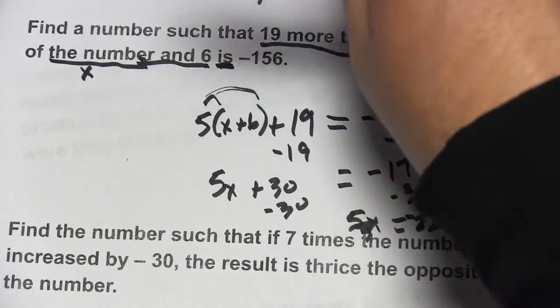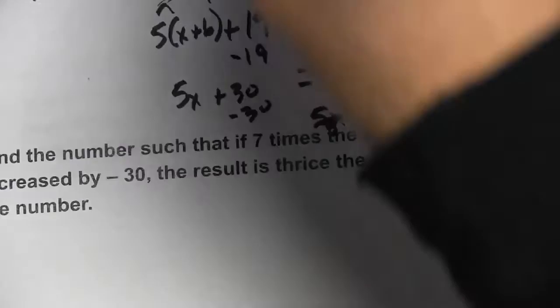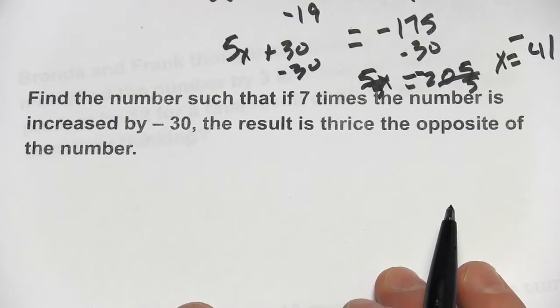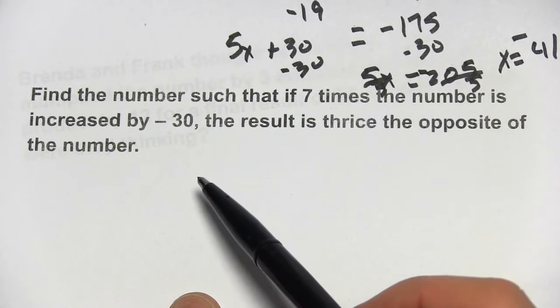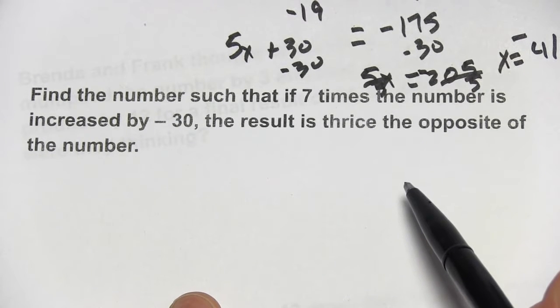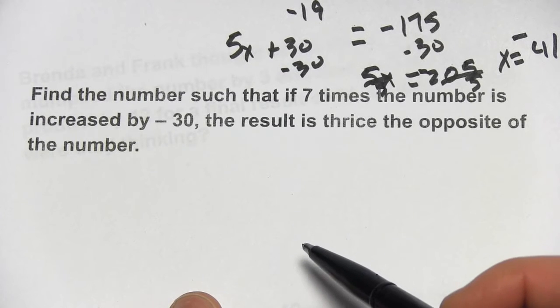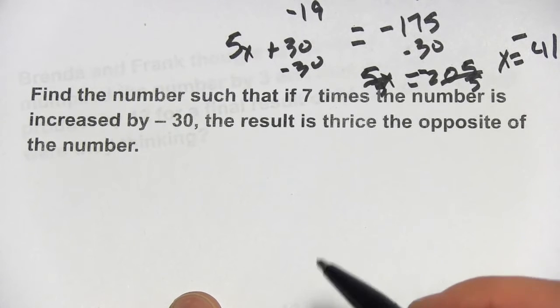All right, let's try just one more of these. All right. So this one says, find the number such that if 7 times the number is increased by negative 30, the result is thrice the opposite of the number. Wow, even more complicated than the last one.